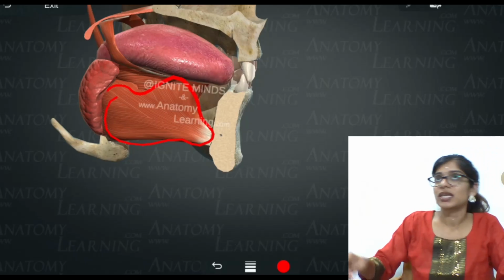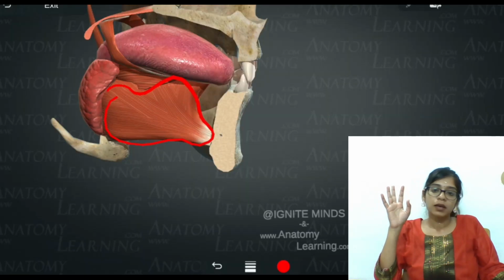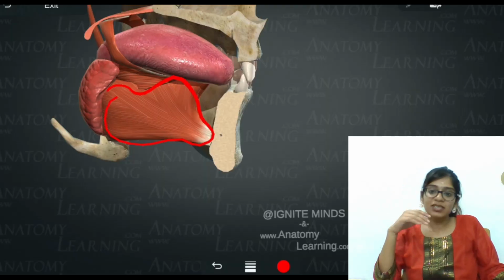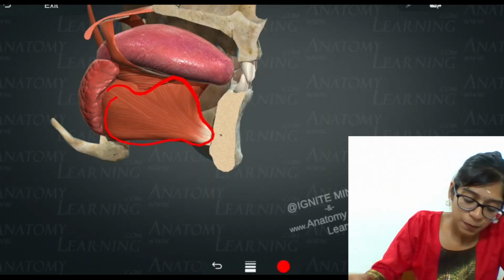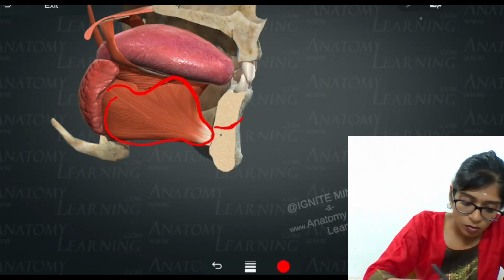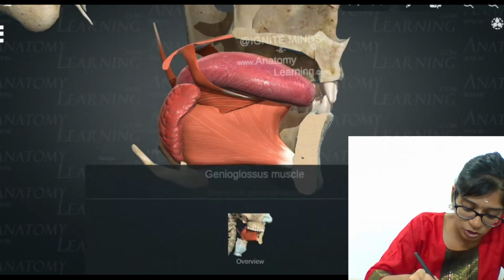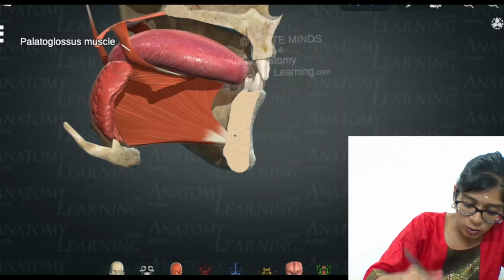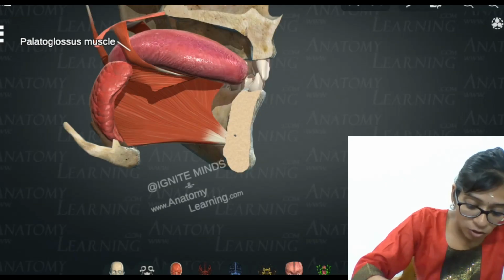Now palatoglossus. See, functionally palatoglossus is a muscle of the tongue, but structurally it is a muscle of the soft palate. So it's not given here. Anyways, you understood genioglossus. Similarly, it is there on the other side also. Okay, let me just delete this genioglossus so you can see the genioglossus muscle of the other side. Right. Oh yeah, palatoglossus they have shown here.